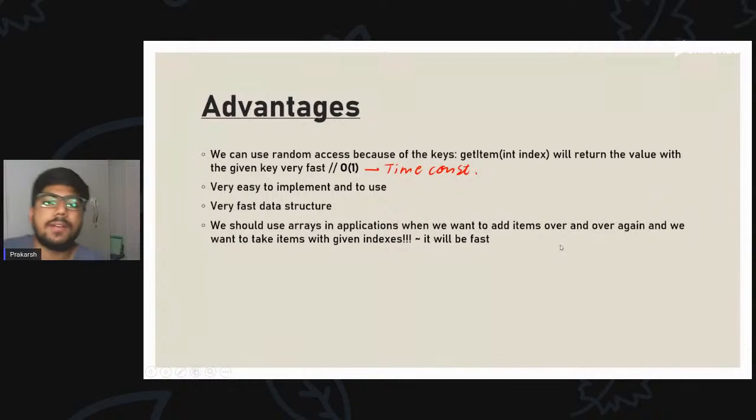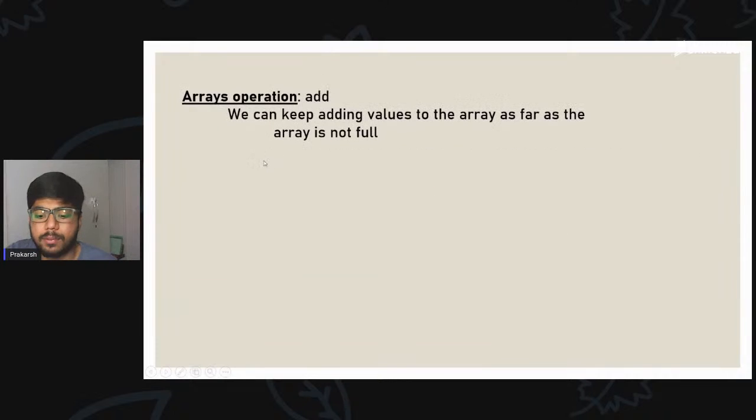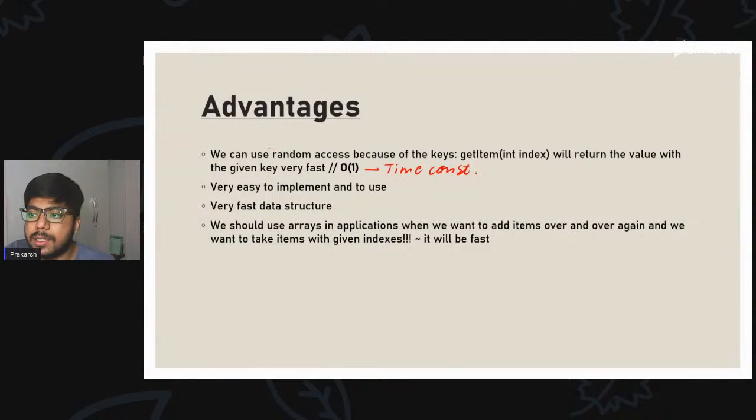Okay. So what are the advantages of an array? Whenever you have a piece of information with you, you can easily access it, and it's because of the random access. So you have to focus upon random access over here. Random access is something which makes it very fast because of the keys. We have the index with us, and we know that the return value is going to be very fast. So it's very easy to implement and to use, and it's a very fast data structure.